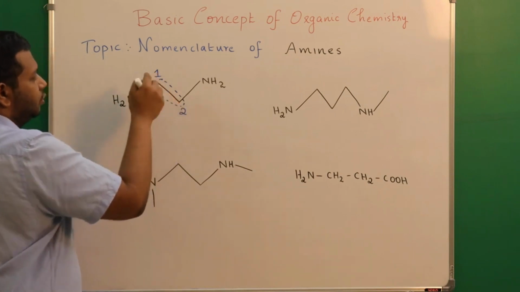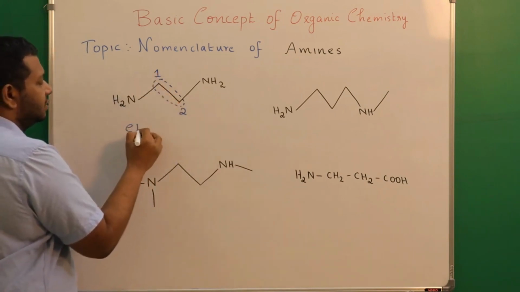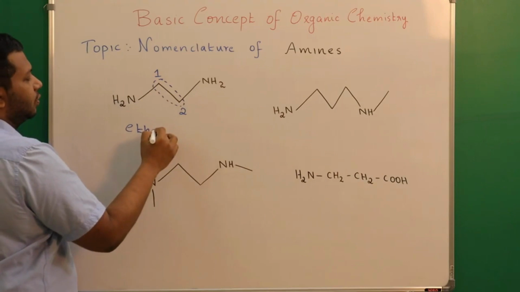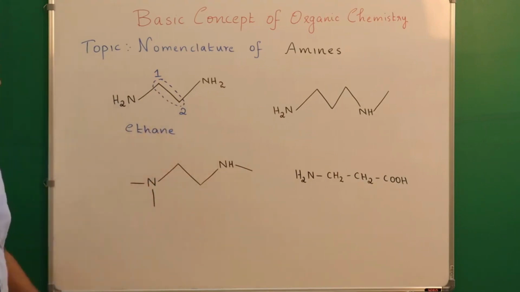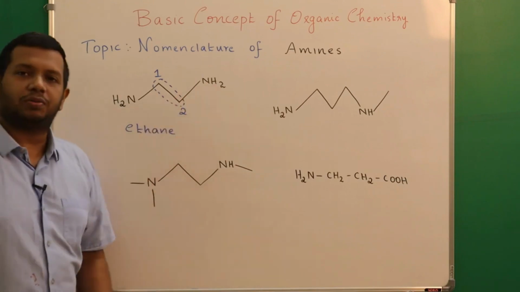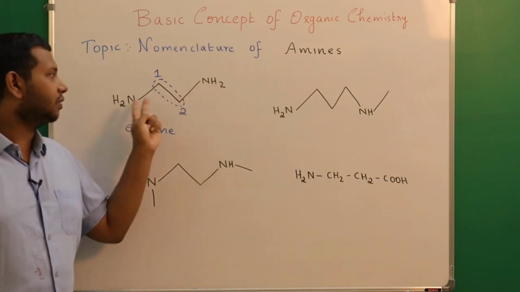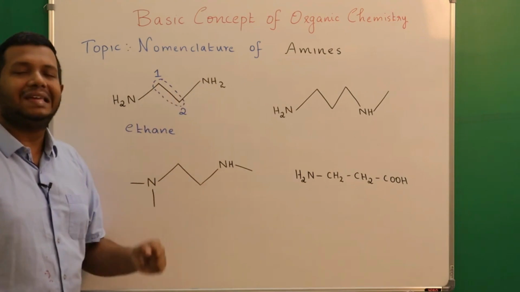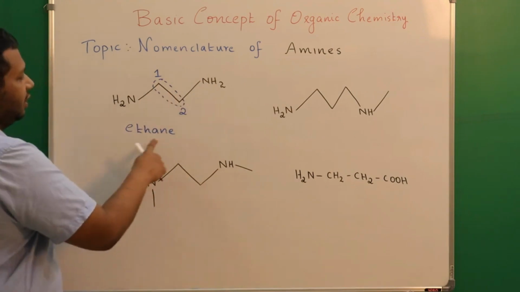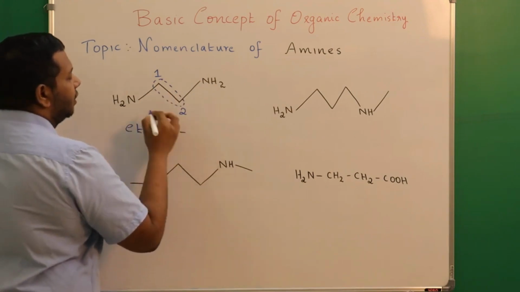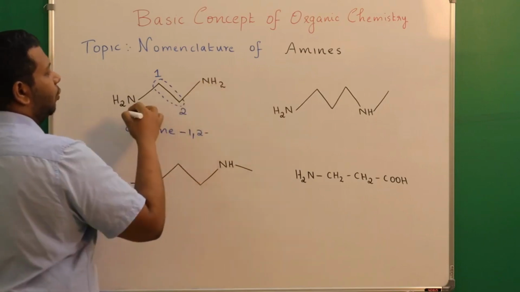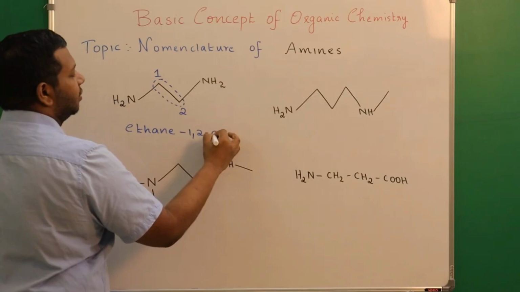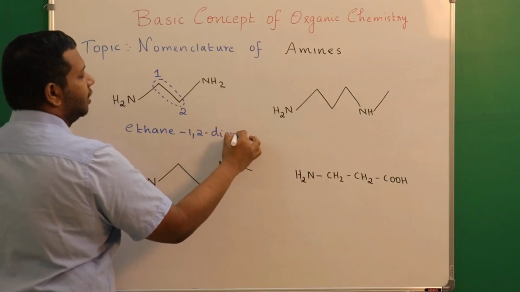Coming to the word root, 2 carbon atoms, so eth. They are connected through single bond, so ethane. Here I am not removing the E. Please remember, why? Because 2 amino groups are there. Whenever 2 similar substituents are there, don't remove the E. So ethane, hyphen, 1 and 2 positions: 1,2. How many are there? Di, because 2 are there. So diamine.